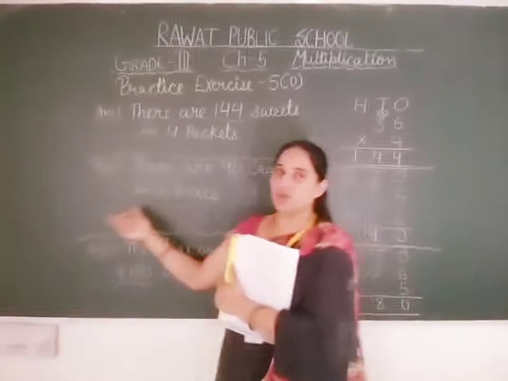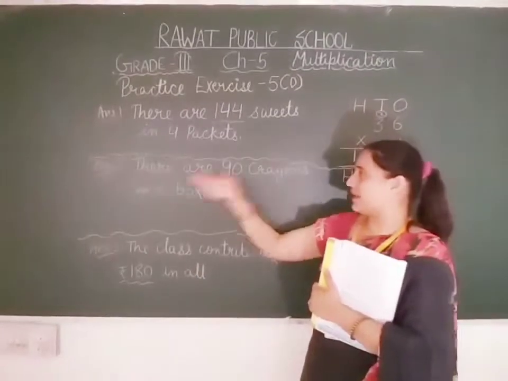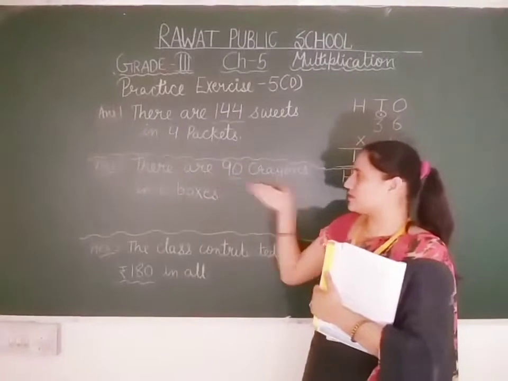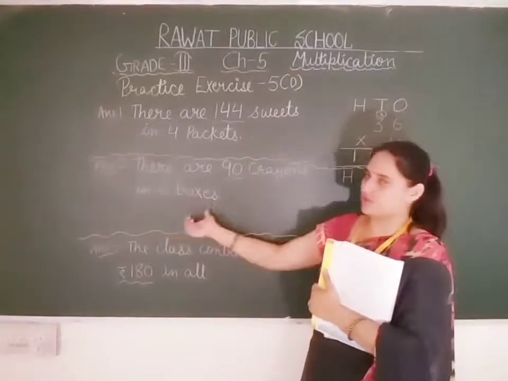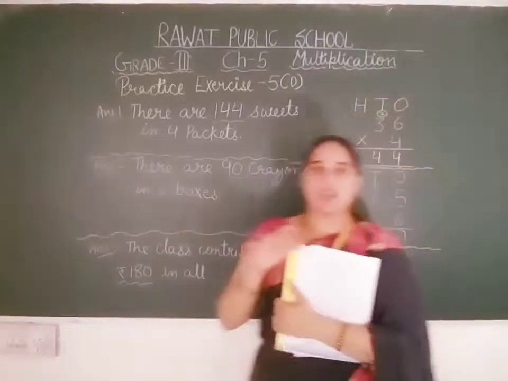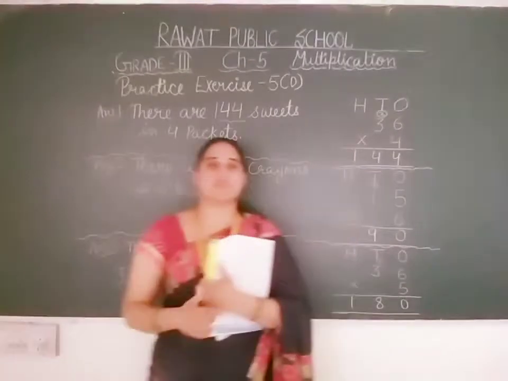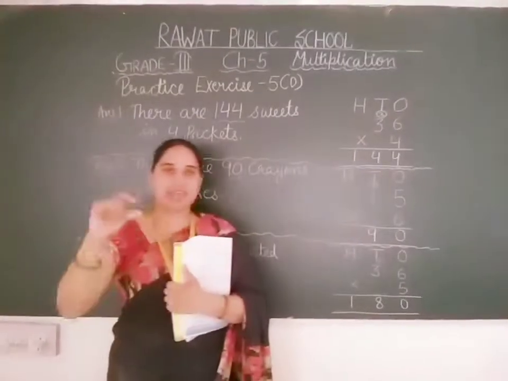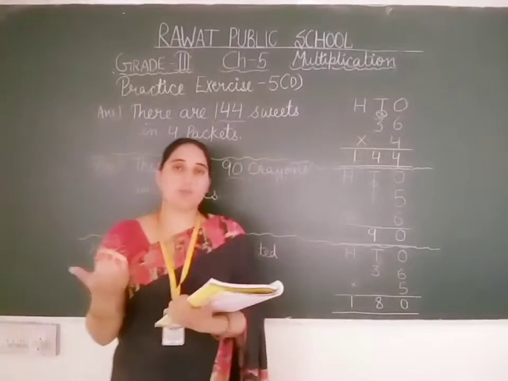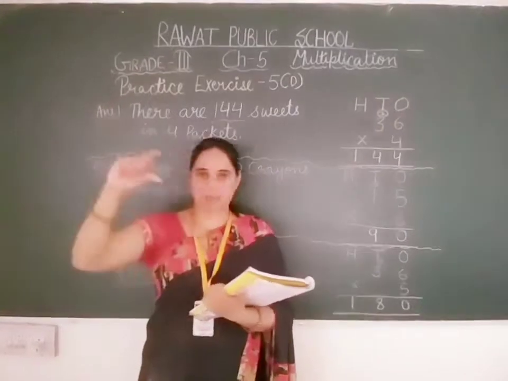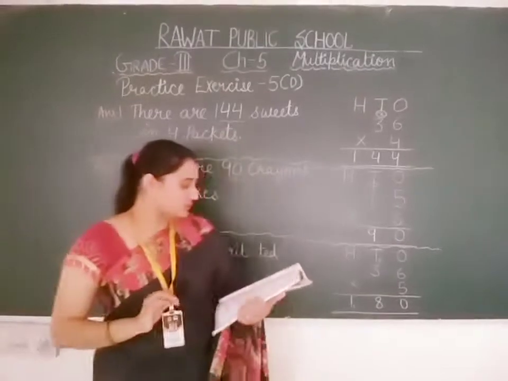Now what is the word problem statement we have to write for that? There are 90 crayons in 6 such boxes, or in 6 boxes. This is the language we have to write in our copies as well as in our textbook. In the textbook there is a line already provided by the publisher. In copies you have to write this line first and then you have to solve the question.